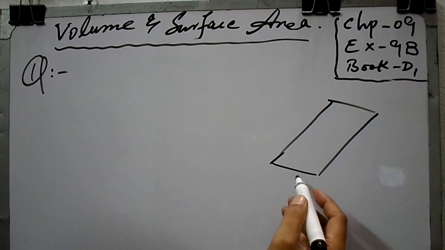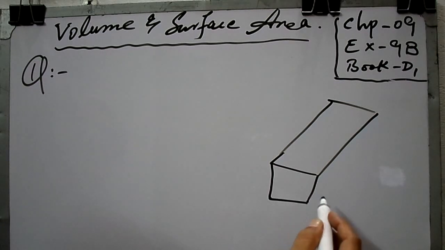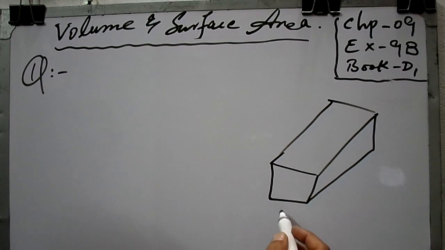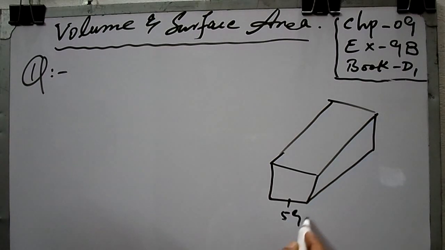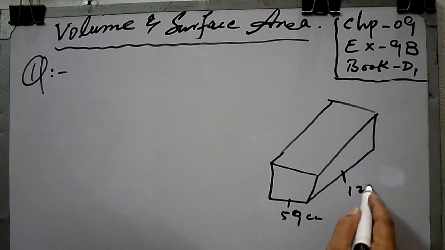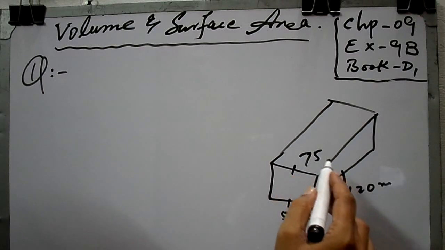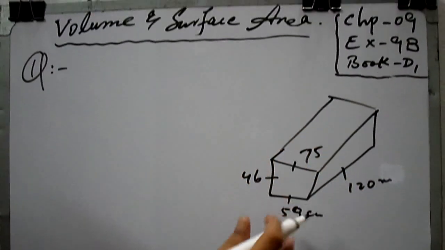You can see here the configuration is like this, and we have to find the 59 centimeter, and that portion is 120 meter, and this one is 75 centimeters, and this one is 46 centimeter. So we have to find its volume. What is its volume?